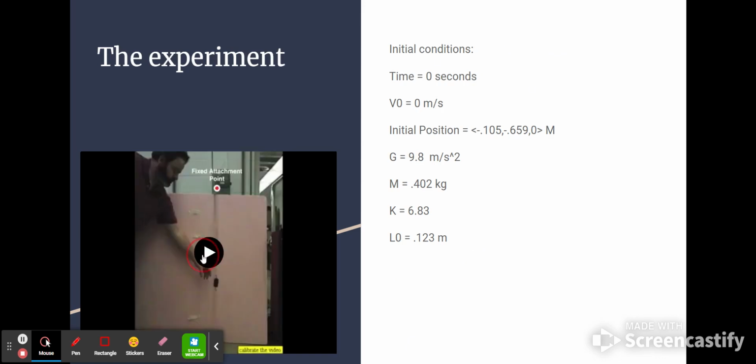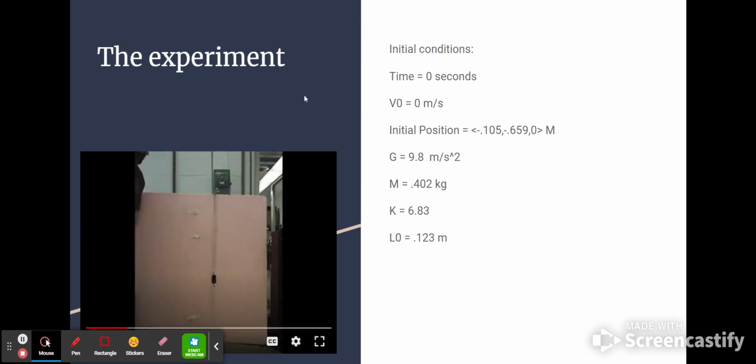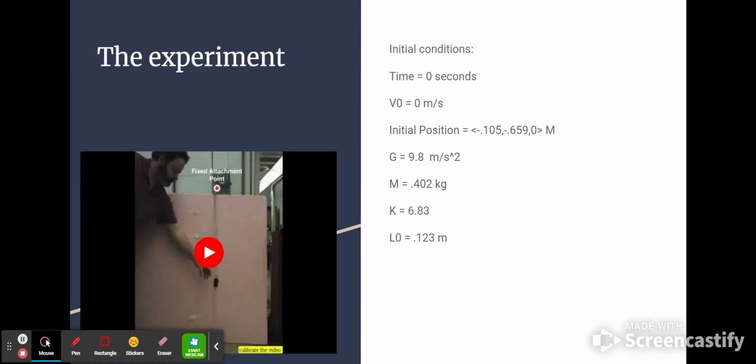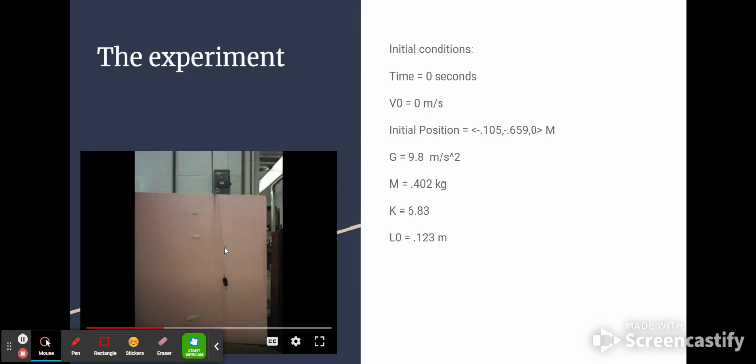So in the experiment, the initial conditions are our time is 0 seconds, velocity 0, initial position is those meters, and we have our constants such as gravity, mass, our k value, and our initial length all given to us by pre-lecture video 52, which we can assume is consistent with our springs. If we see in the bottom left video, we can see how this mass moves around and how positions change due to these two springs on either side.